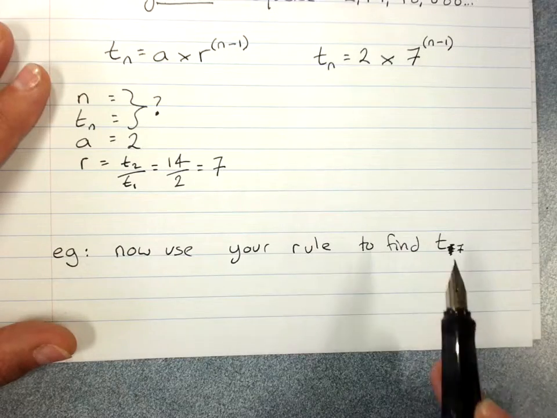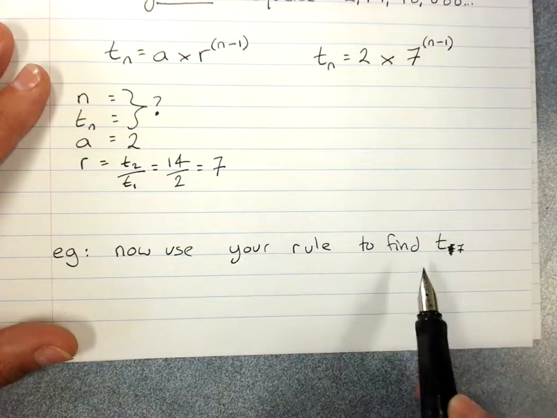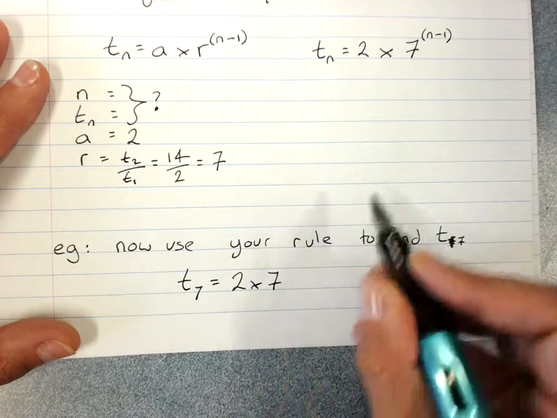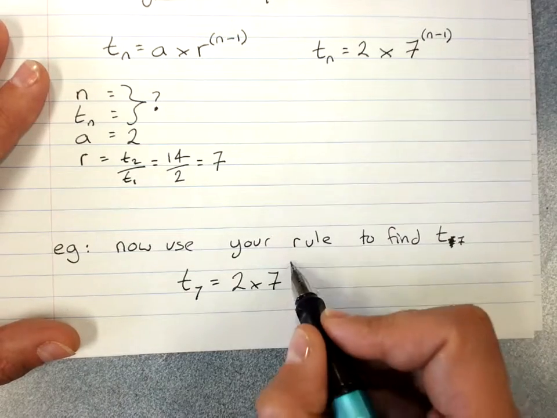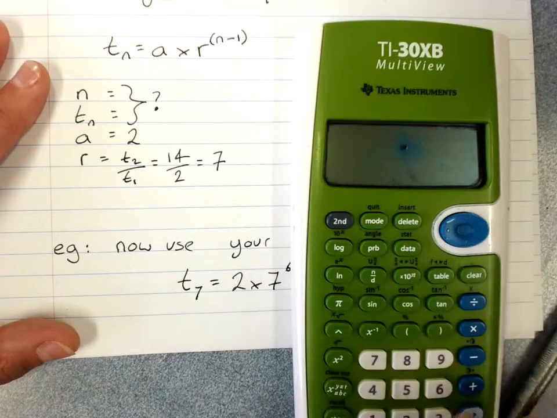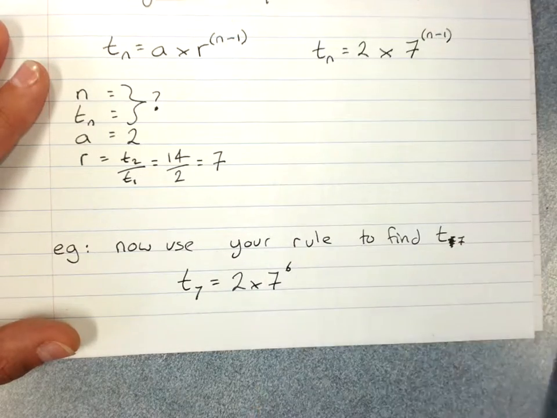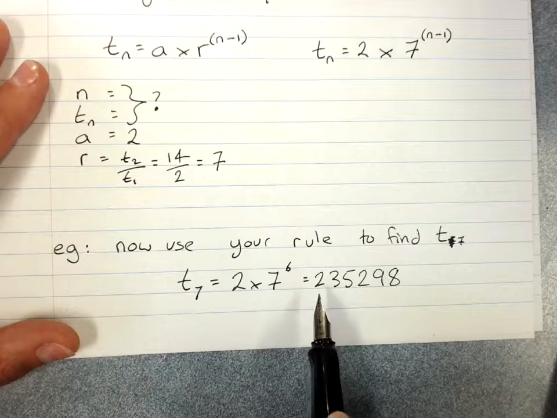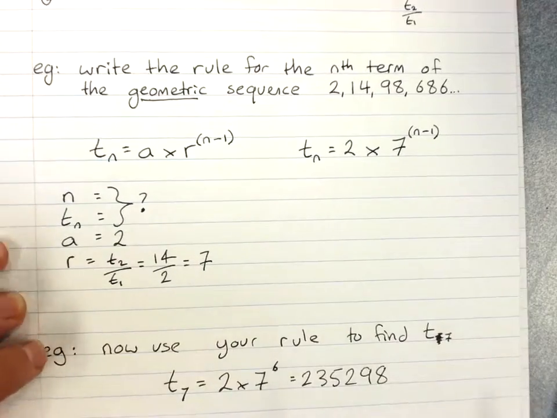Term 7. So now we know what n is. Now they're saying use this rule to find term 7. Term 7 is 2 times 7 to the power of n minus 1. n is 7 now. 7 minus 1 is 6. You grab your calculator. 2 times 7 to the power 6 equals 235,298. Oh, by the way, geometric sequences go up very, very fast. So, let's pretend I had that question the whole time. It's a good question.